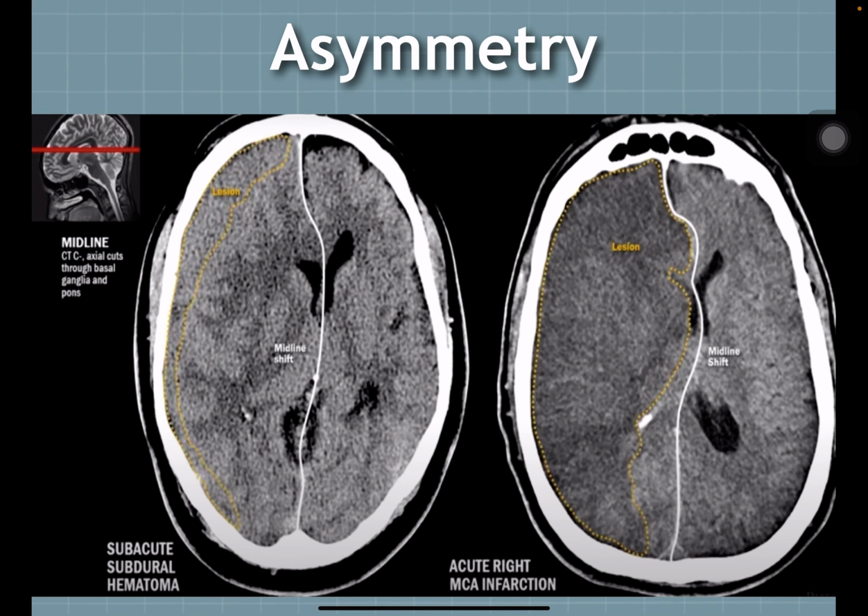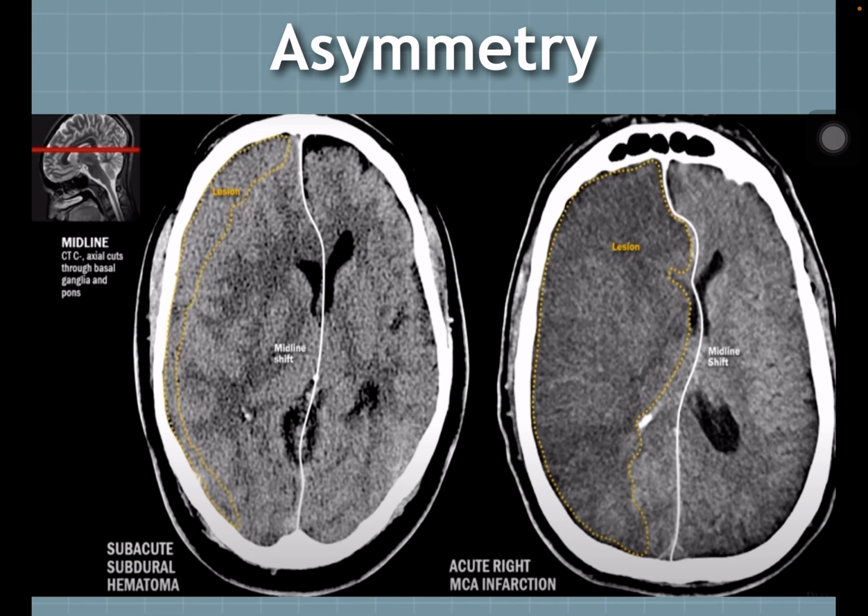For the asymmetry, first we need to make sure this CT, is it symmetry or asymmetry? Symmetry means everything is in order, in the midline. There is no midline shift. The lateral ventricle is at the center. So here we have two examples.